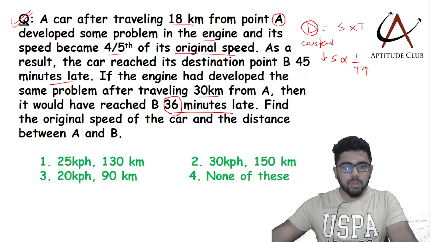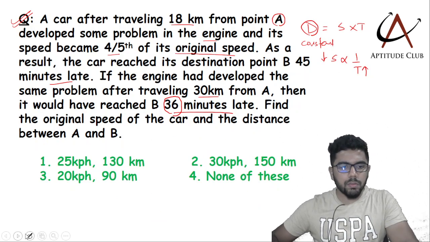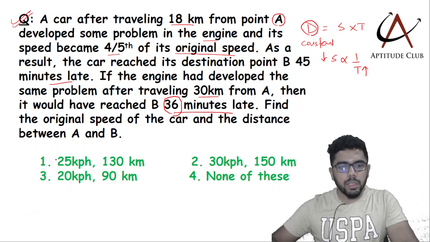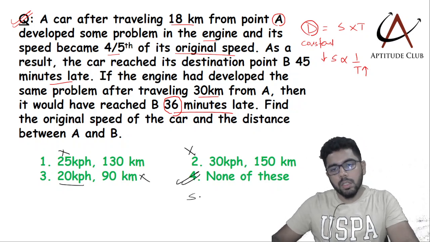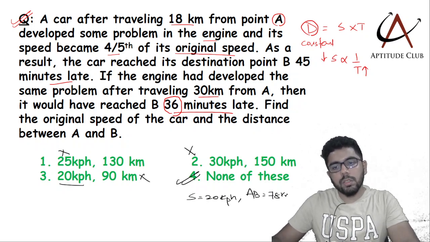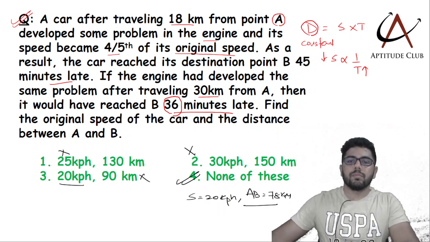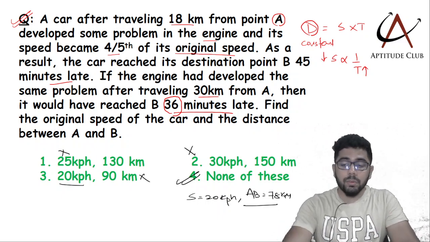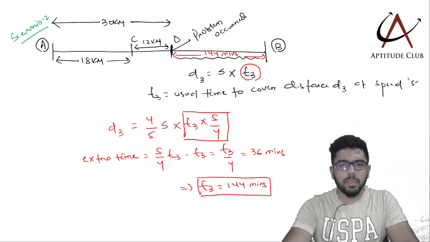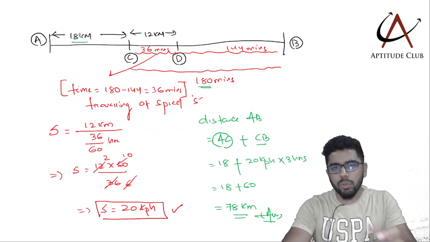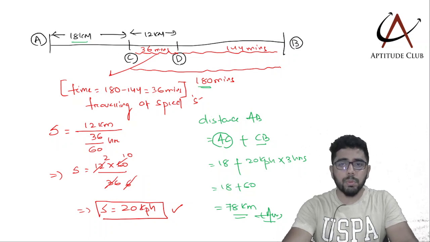So hope all of you understood this question. So my answer will be ideally none of these, because speed 28, so it cannot be option 1, cannot be option 2. Here the speed matches but not the distance. So I'll go with none of these. So speed is 20 kilometers per hour and the distance AB is 78 kilometers. This was a previous CAT question and I hope all of you understood this. Must solve question for all CAT aspirants. Very good question indeed. Try and solve more questions on similar lines from the concept of proportionality.